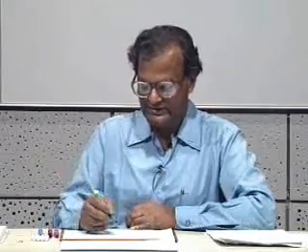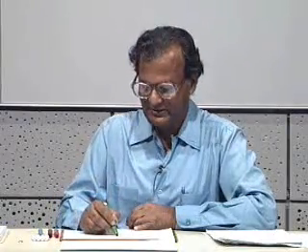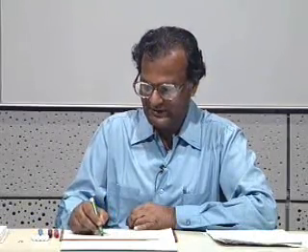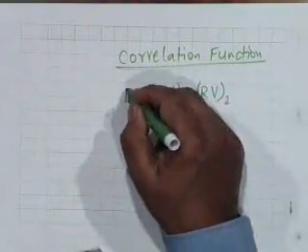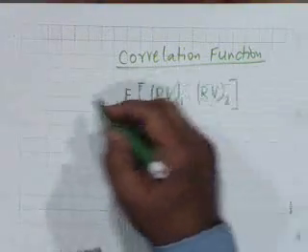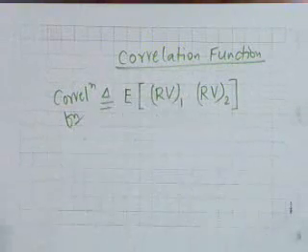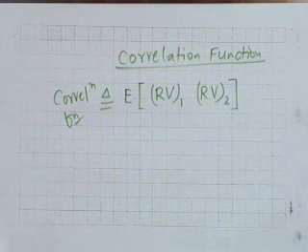And the simple definition is that it is the expected value. A correlation function relates two random variables. A correlation function in respect of one random variable doesn't mean anything. It has to be defined with respect to two random variables, RV1 and let's say RV2. And the correlation function is defined as the expected value of the product of the two random variables. This is the correlation function definition.